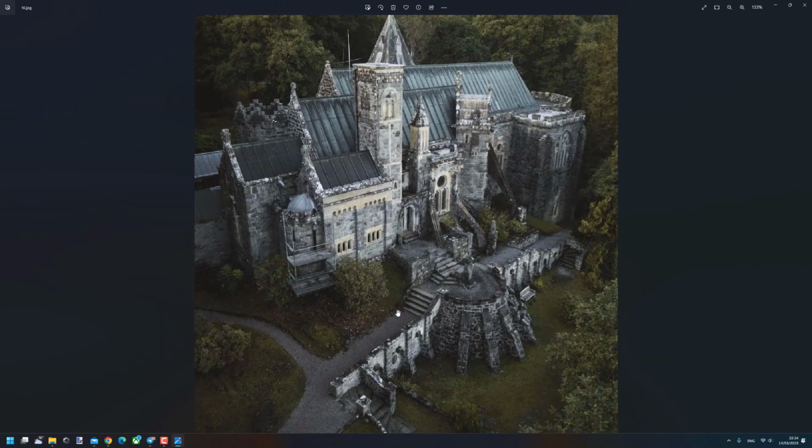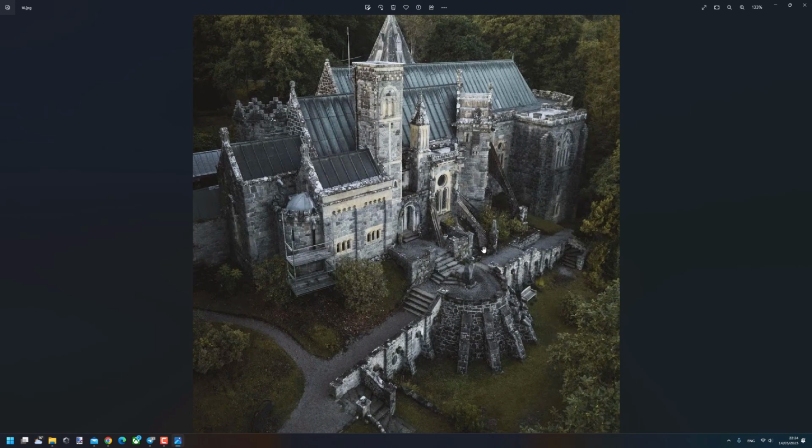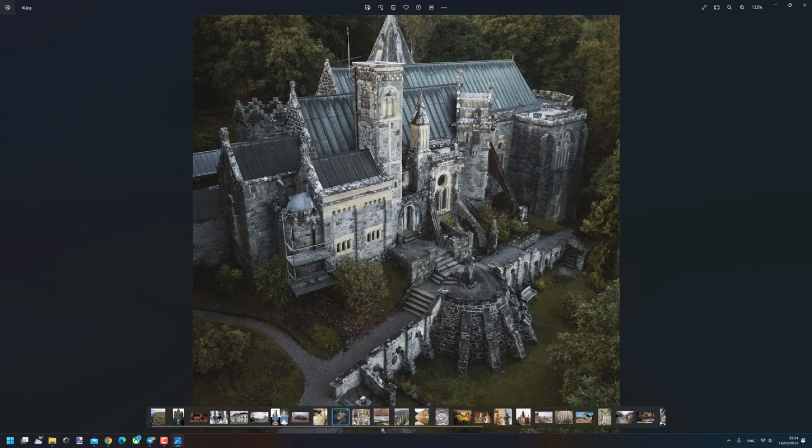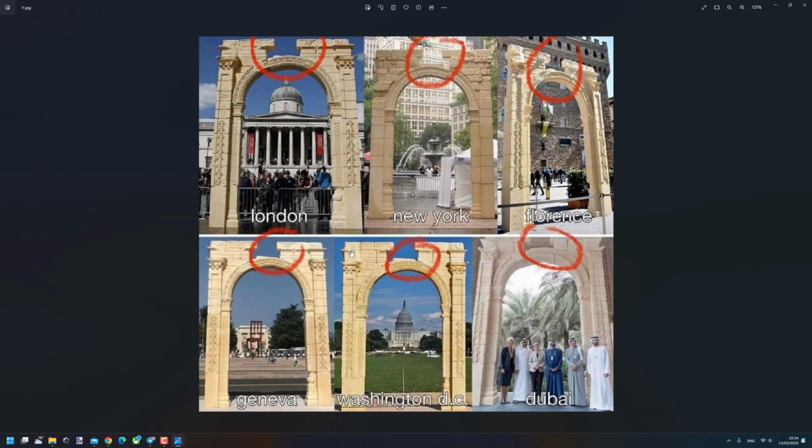Look at this one. I just wanted to show you this one because this is also a very interesting palace or castle, a mini castle. It looks pretty cool, so I just wanted to share with you just how awesome the design is of this particular small castle.